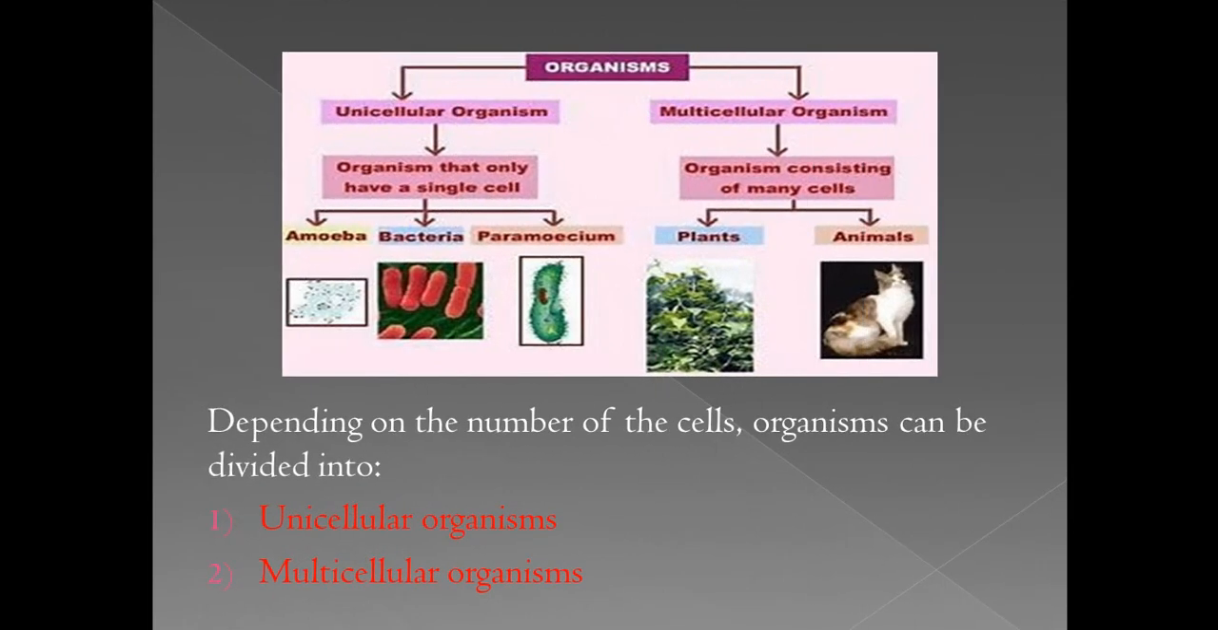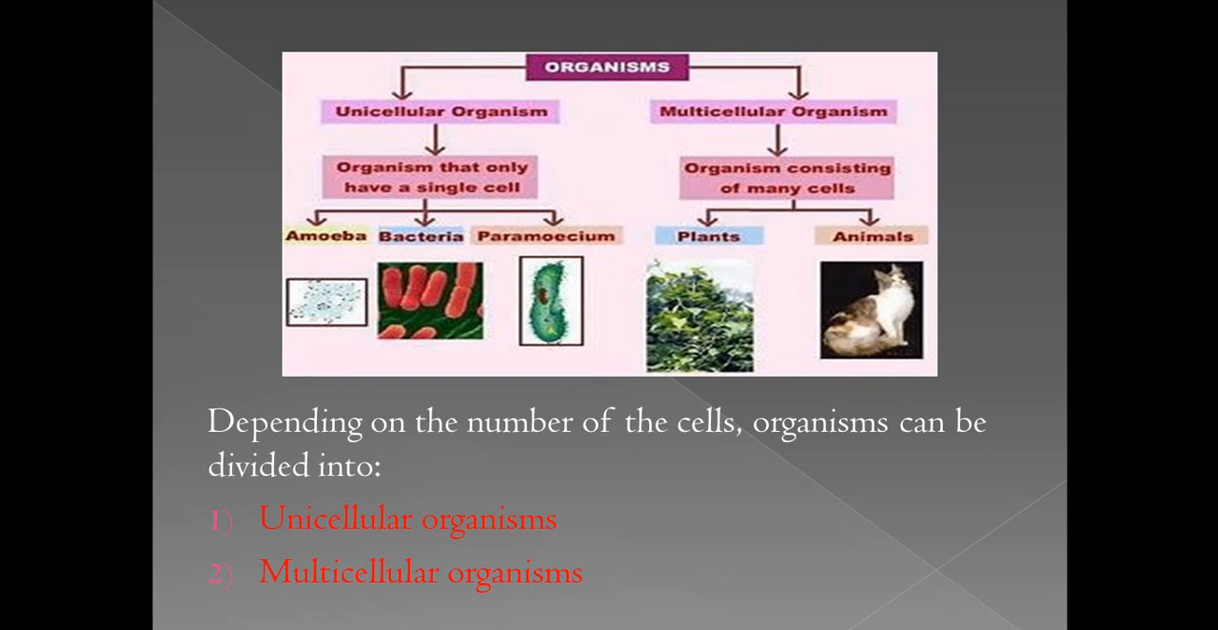This is the diagram. You can see the first one is the organisms, and organisms are divided into two categories, that is, unicellular organisms and multicellular organisms. And what is meant by unicellular organisms? Basically, an organism that only has a single cell is called a unicellular organism, and multicellular organisms consist of many cells.